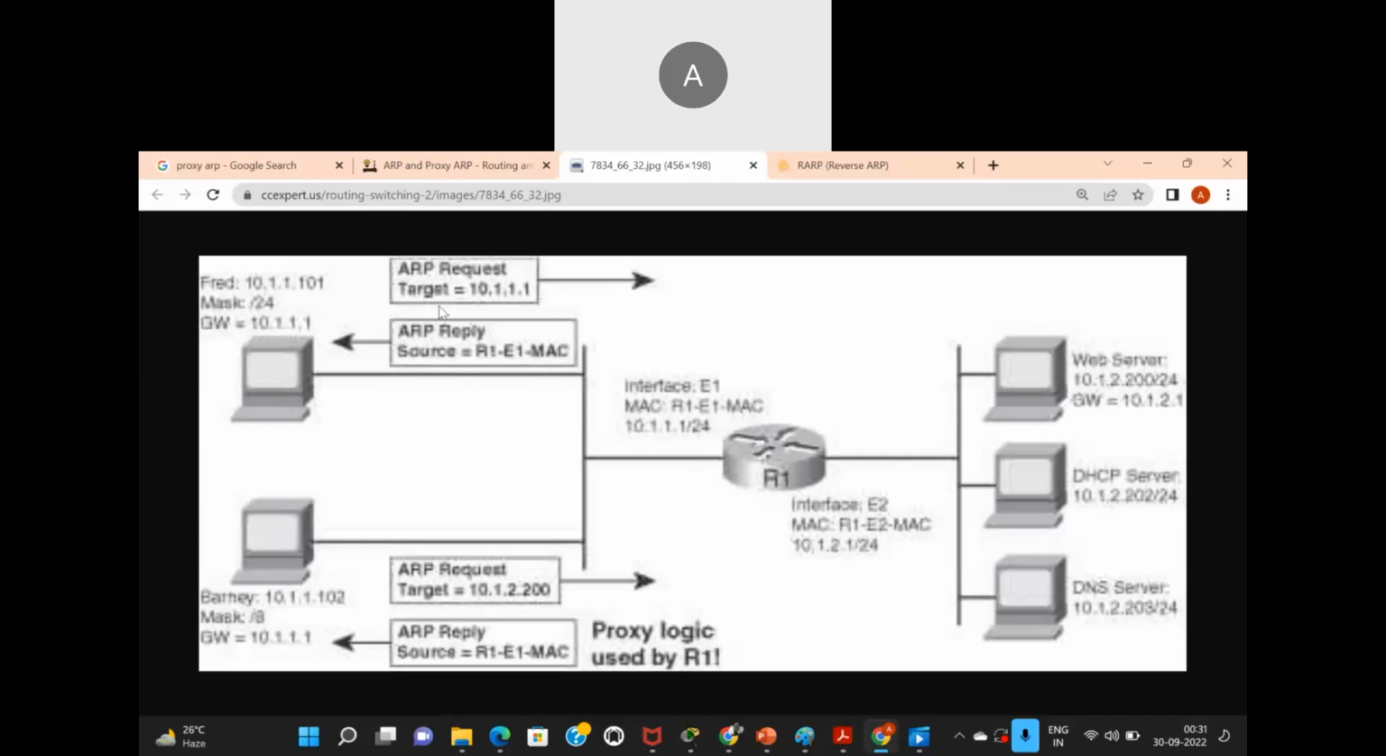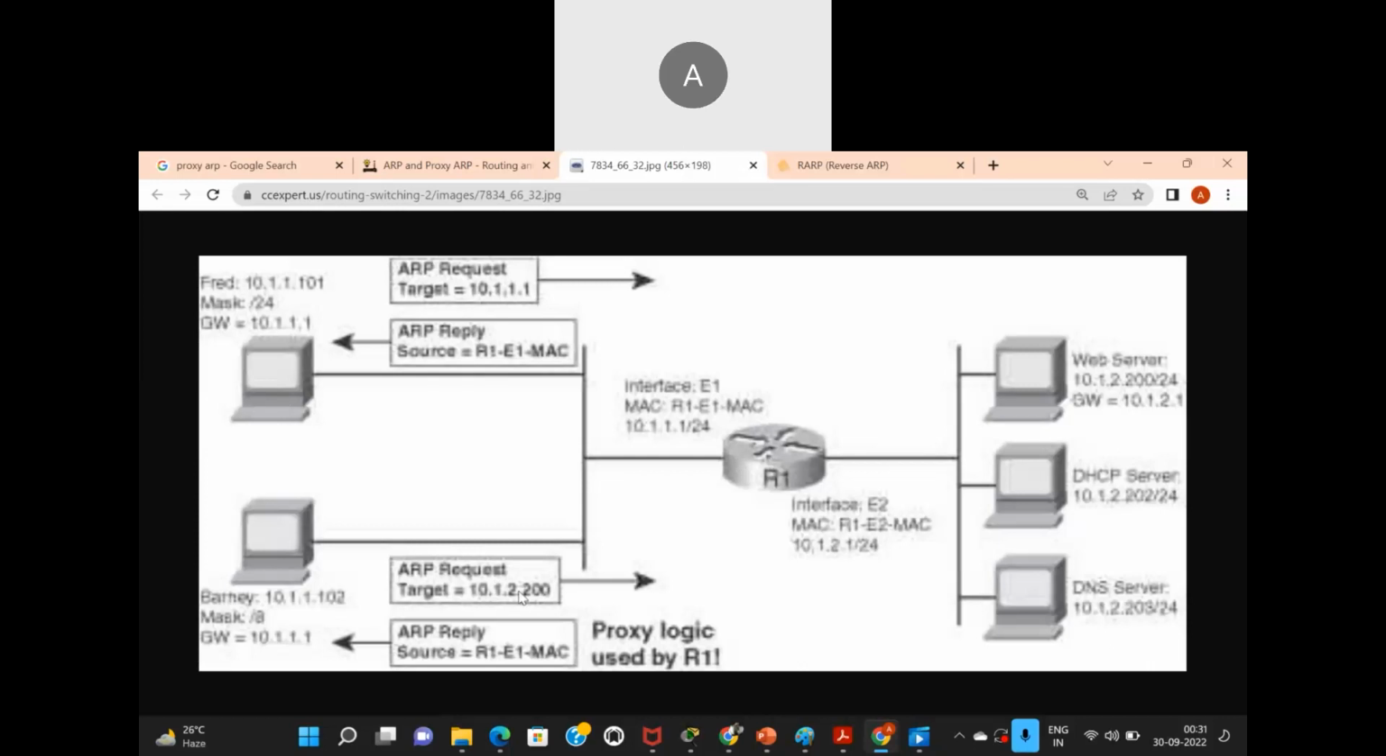Now we know that the router will not let broadcast from 10.1.1 go into the network of 10.1.2, right? Now this PC makes an ARP request and says I want the MAC address of this guy, because that is what ARP is. It says I want the MAC address of 10.1.2.200. This goes to everybody in the network. This PC drops the packet because obviously this is not meant for this PC.